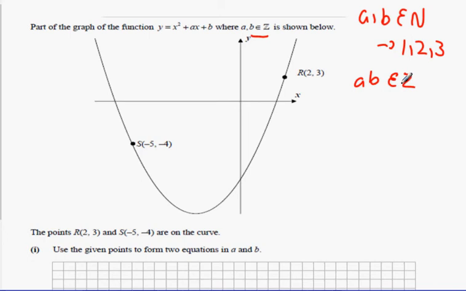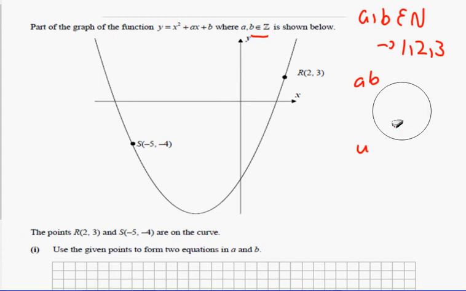Any whole number, positive or negative. It could be minus 3, A could be minus 3, B could be 4. Or what are they not allowed to be? They're not allowed to be decimals or fractions. Brings me to the last one.